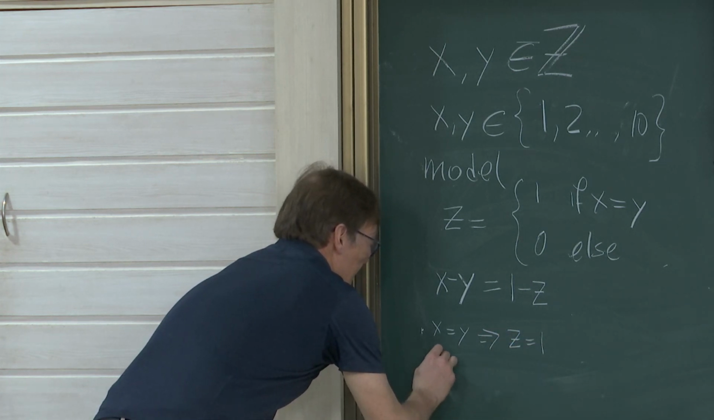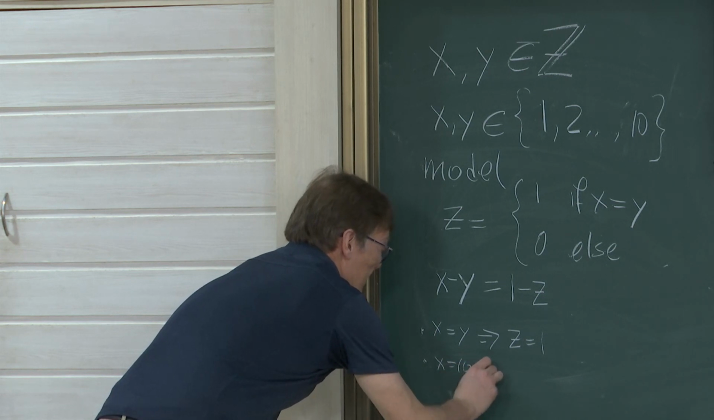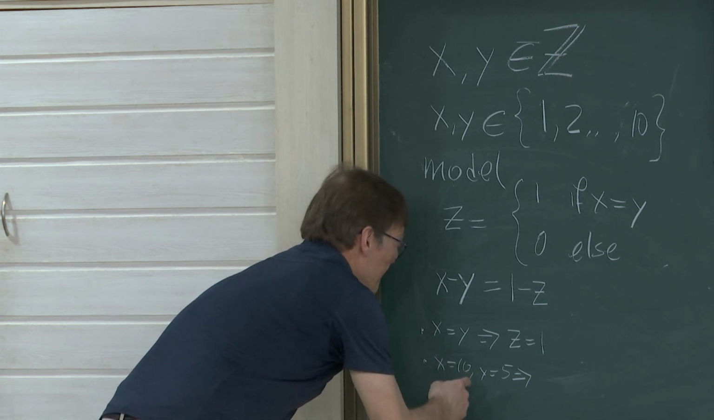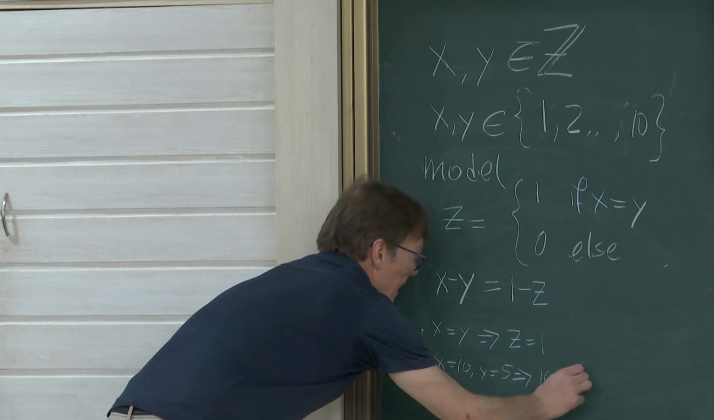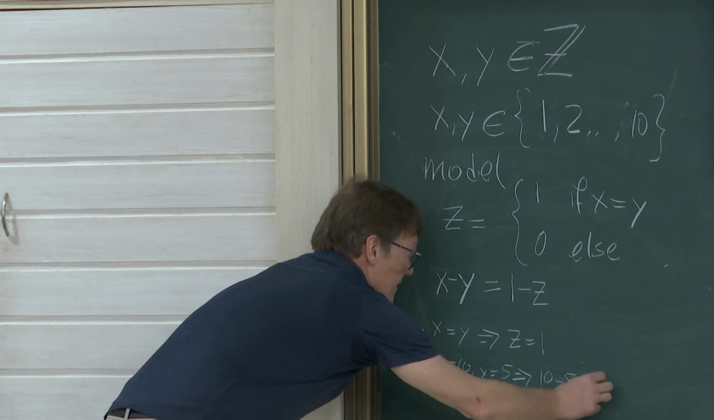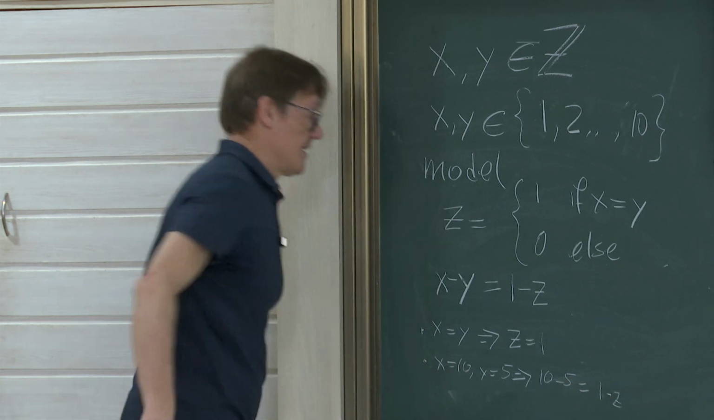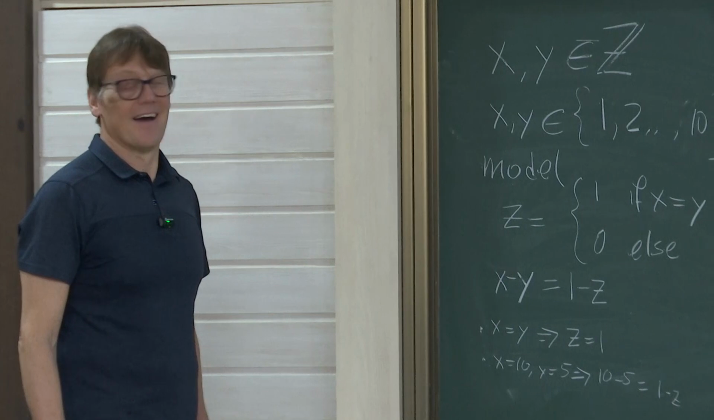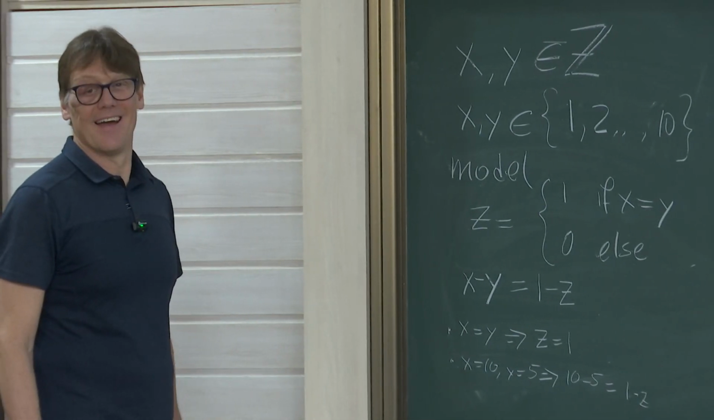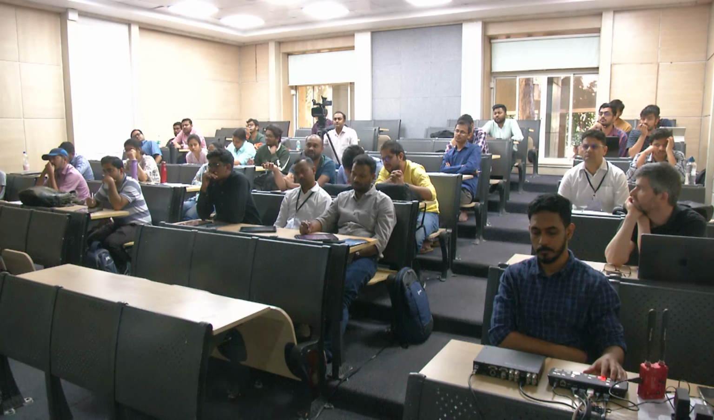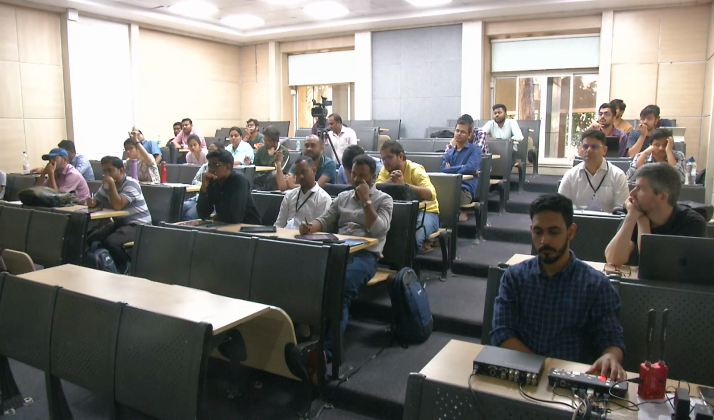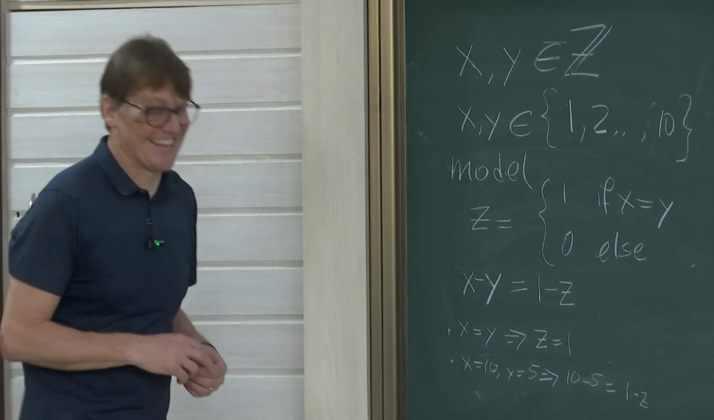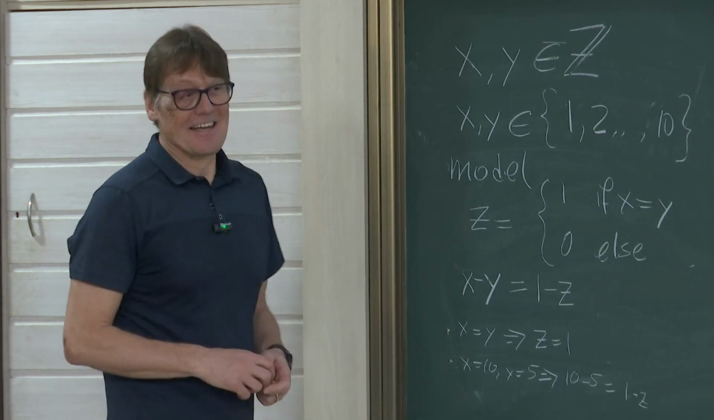But what if x is 10 and y is 5? Then I have 10 minus 5 is 1 minus z. So it is 5, so z is minus 4. Right. So we have to put a condition that z can only take values greater than 0. But that makes this infeasible now if I put that condition there. Half one. Okay. You have another one.